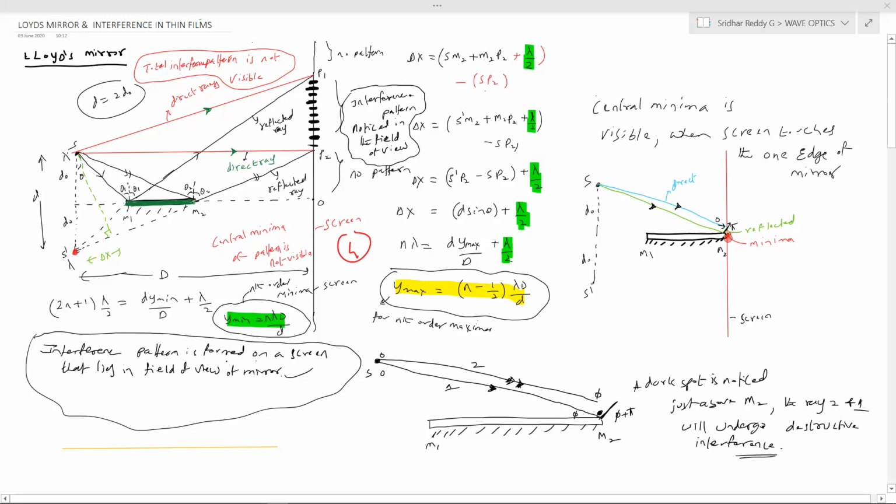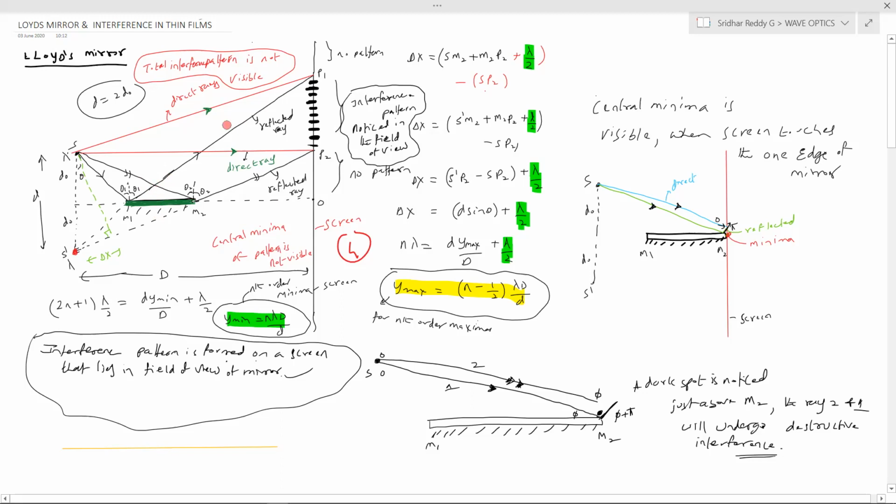Only a part of the interference pattern is visible. The total interference pattern is not visible. This part is missing. Only a part of the interference pattern will be visible for us. Now what I'm interested in is the position of maximas and minimas and also the expression for the fringe width. Okay, let's get into the mathematics here.